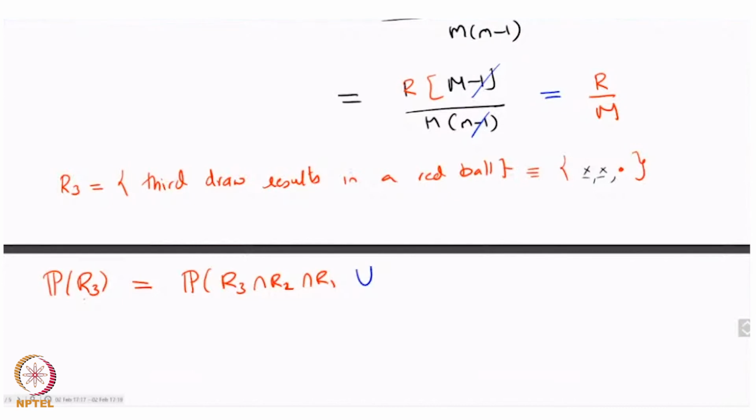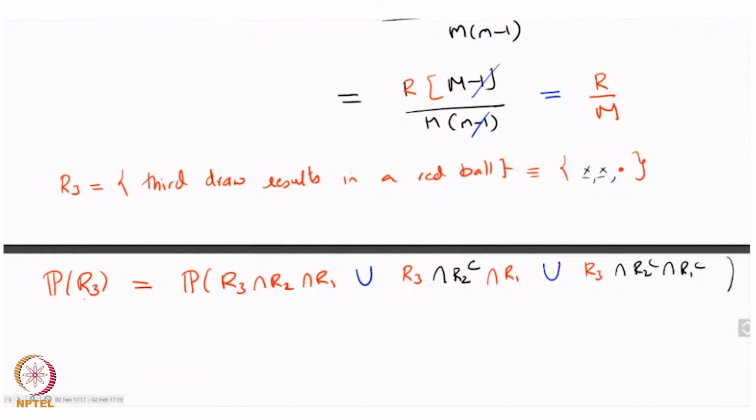Or I could have had R. Let me go by red. The third is always going to be red. So the second one is R3, and I could have had R2 complement. In the second one, I didn't pick a red ball, and in the first one I did pick a red ball. That could be one more possibility. Or I could do the next one: I could pick R3, and let's say I didn't pick a red ball in the second one, and I didn't pick a red ball in the first one. That could be a third possibility.